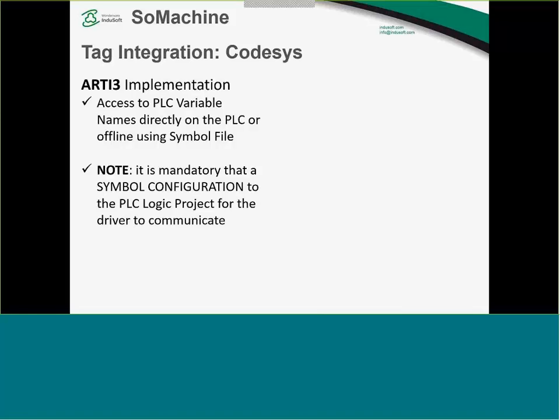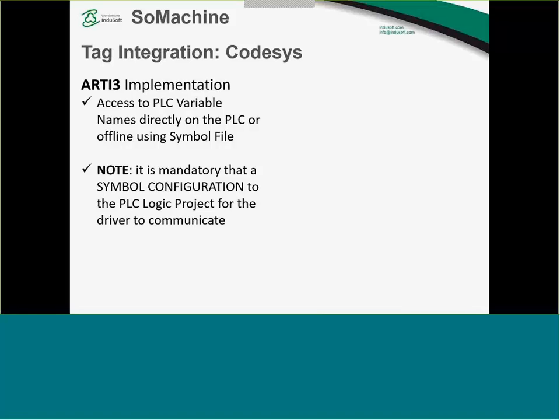We access the variable directly on the PLC. So let's say you program and download your control part to the PLC. We can read the PLC tags directly from the PLC. What if the PLC is offline? We can also use the symbol file exported by SO machine. So we can read the symbols also, so you can configure them, and during the runtime, that's when you're going to communicate with the PLC online.